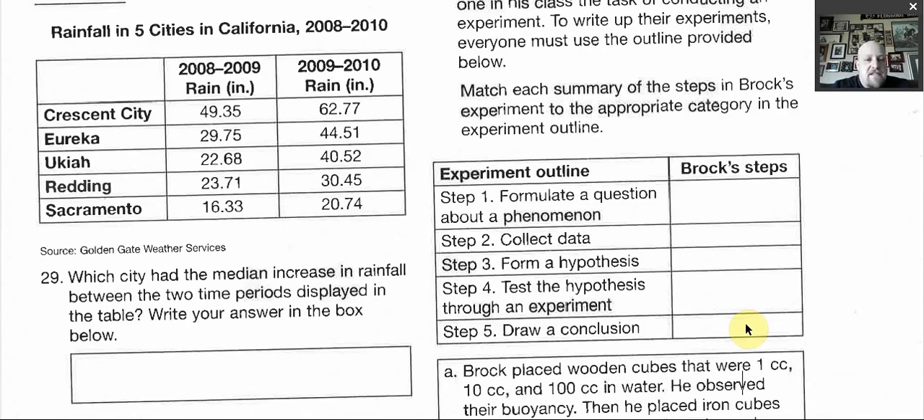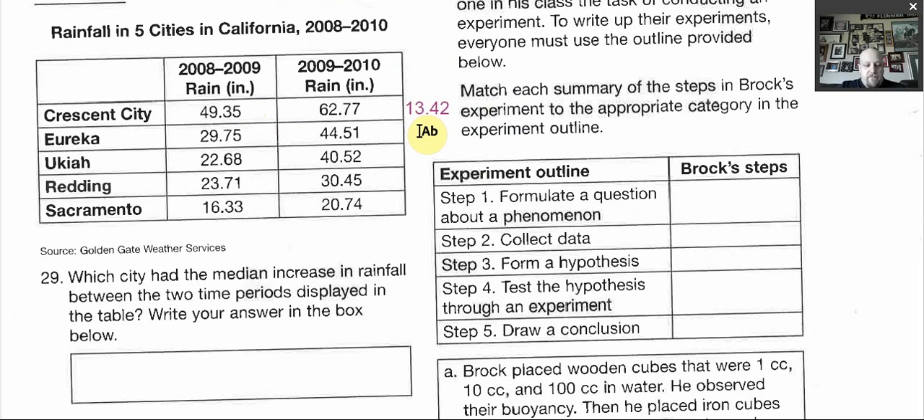Rainfall in 5 cities in California. Which city had the median increase in rainfall between the 2 time periods displayed in the table? Write your answer in the box. To figure this one out, you're going to have to do a little bit more math. So you're going to have to find out the difference in the rainfalls here. So 62.77 minus 49.35 equals 13.42. So go ahead and put 13.42 as the answer for that one.